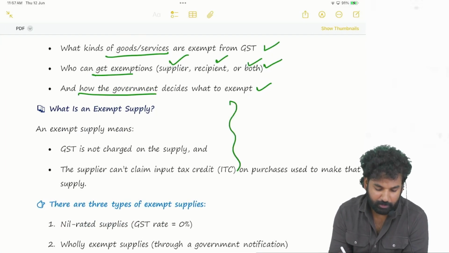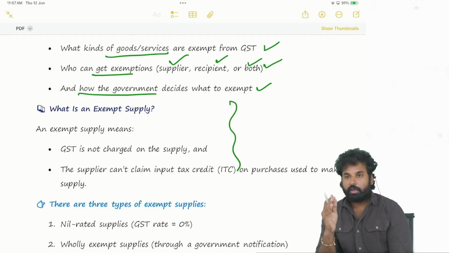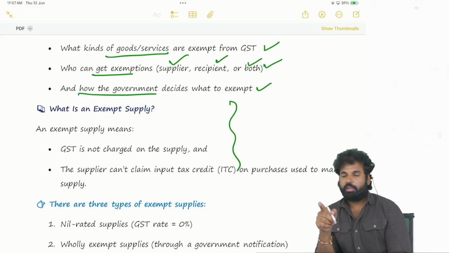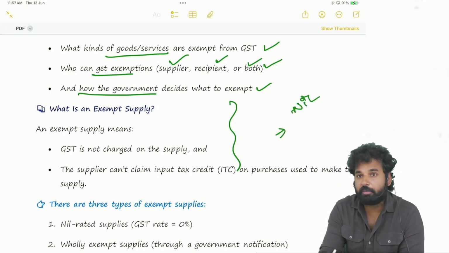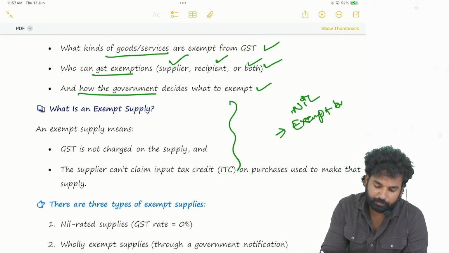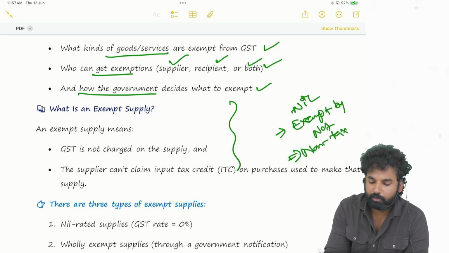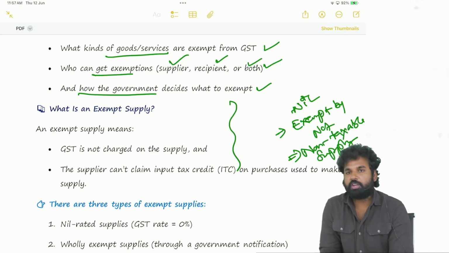So exempt supply means, we have a definition as per section 2. We have already told this definition. Exempt supply means which attracts nil rate of tax, one thing, and which is exempted by notification, and includes non-taxable supply. What is a non-taxable supply? Which are not leviable to GST.